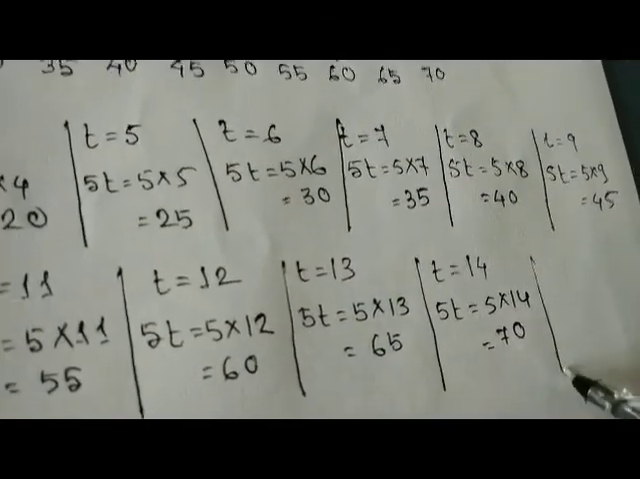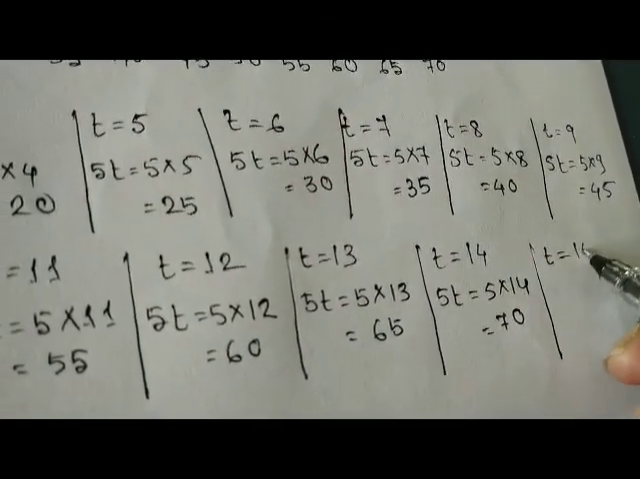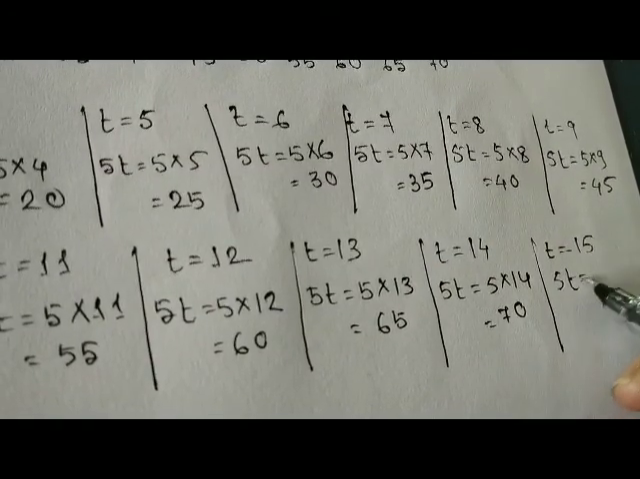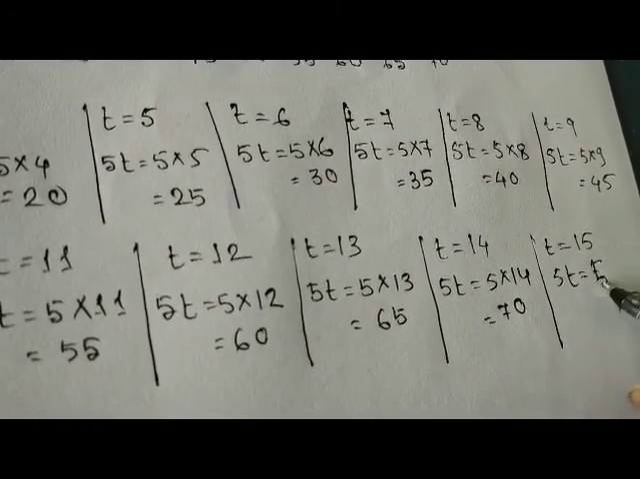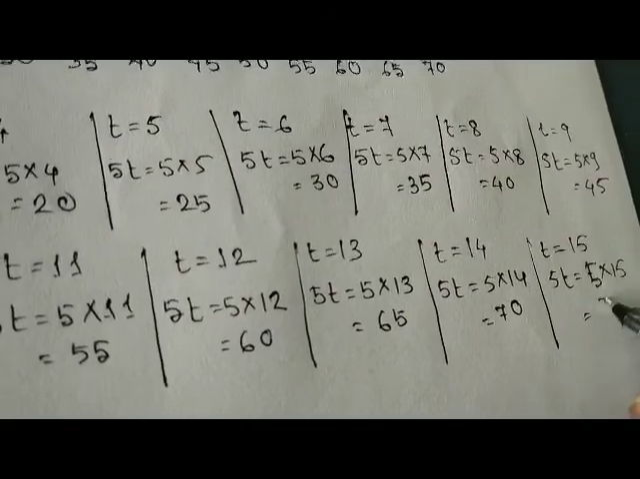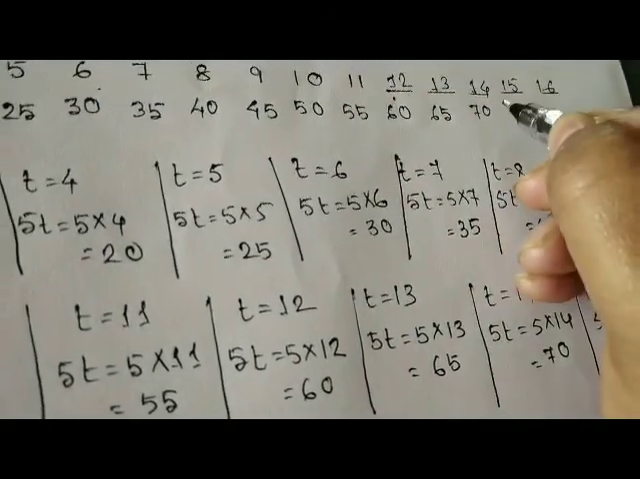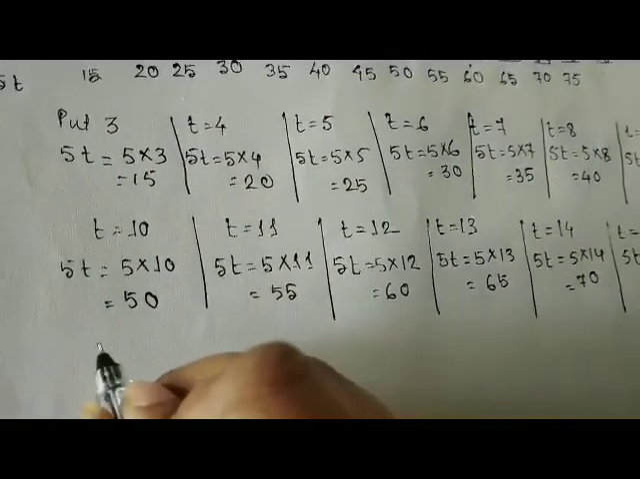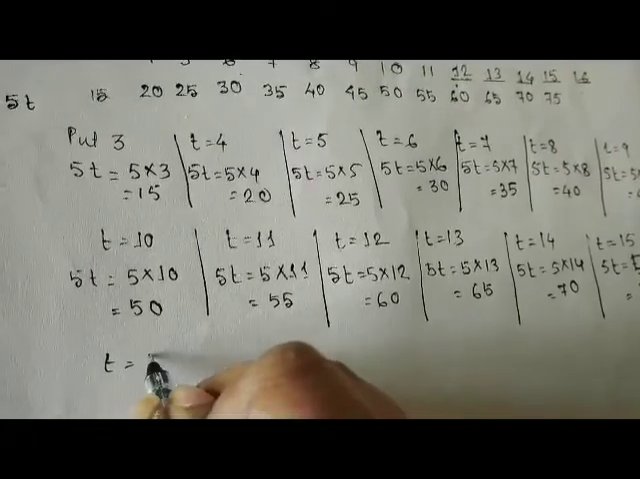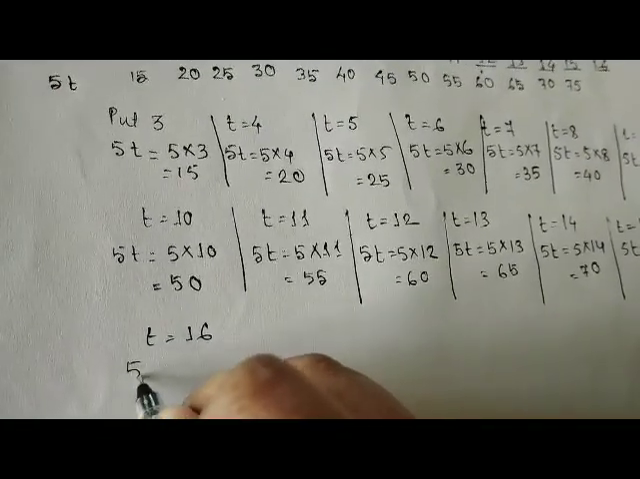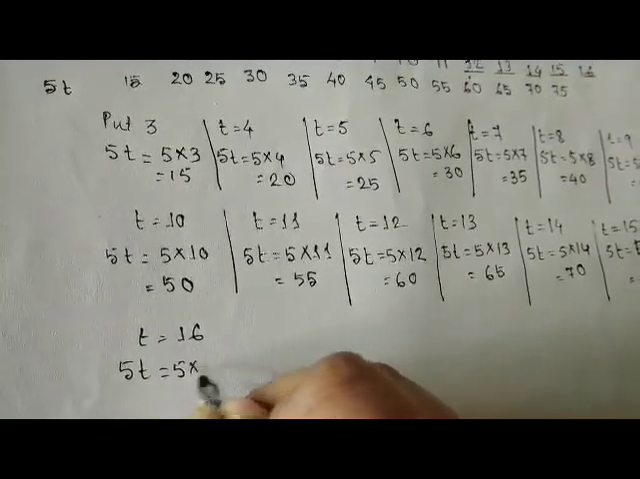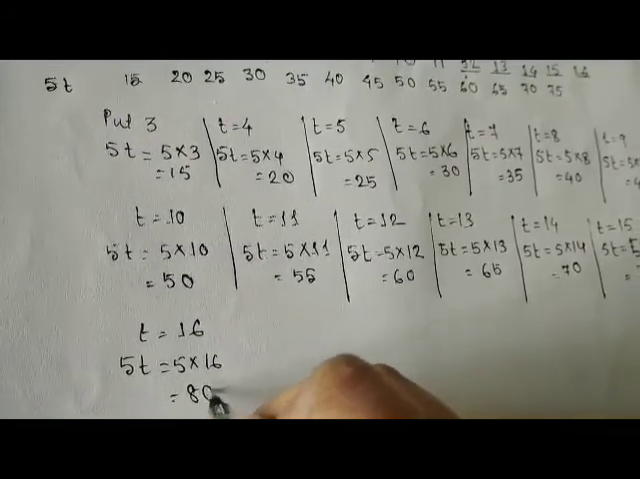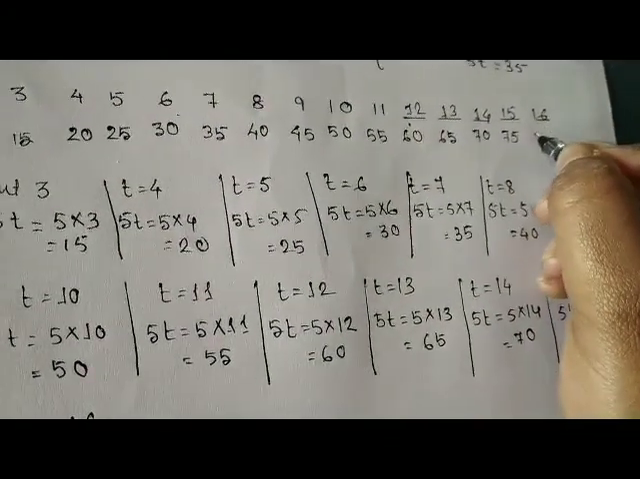Now 15. So we will put 15 here. t is equal to 15. So 5t is equal to 5 into 15, which is 75. So here we will put 75. And at the last we have 16. So we will put 16 here. So t is equal to 16. So 5t will be 5 into 16, which is 80.